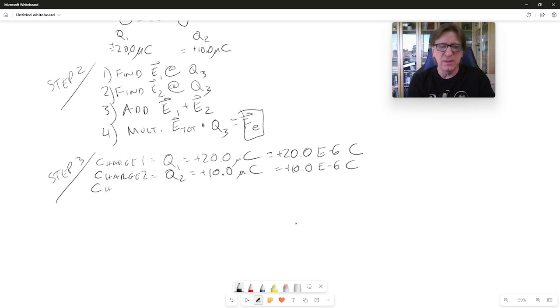We know that the charge for 3, we call that Q3, and we know that that's equal to positive 5.00 microcoulombs, which is positive 5.00 E minus 6 coulombs.